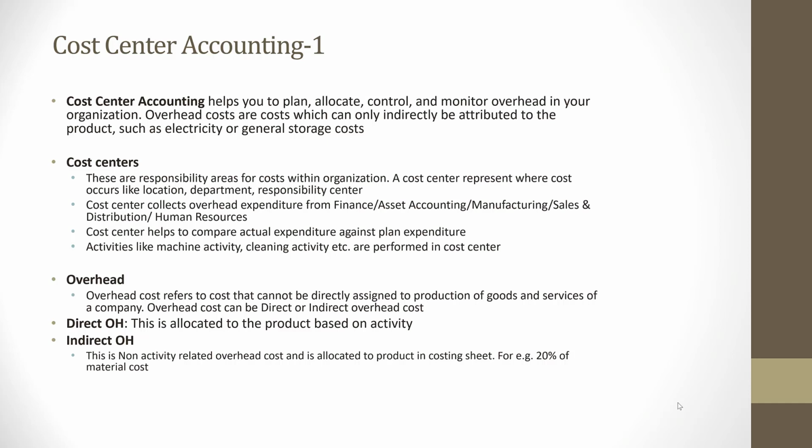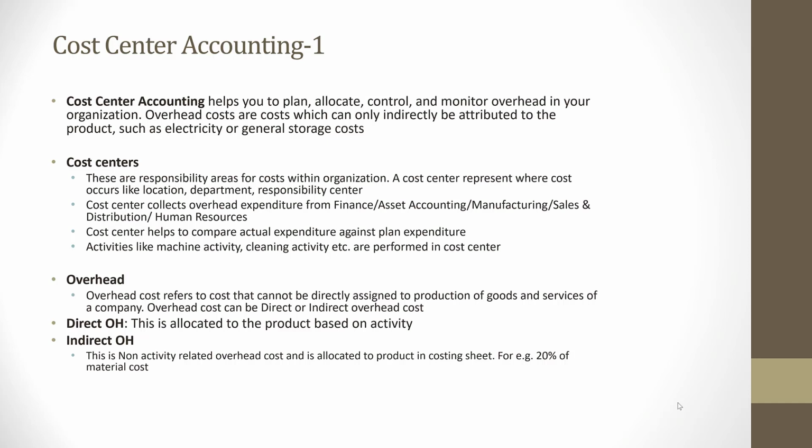Overheads. An overhead cost refers to costs that cannot be directly assigned to production of goods and services of a company. Overhead cost can be a direct overhead cost or an indirect overhead cost. Direct overhead cost is the one which we can directly trace to a product. For example, overhead cost which is incurred in converting raw material into finished goods is a direct overhead cost.